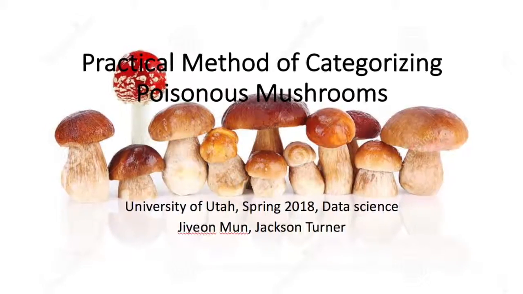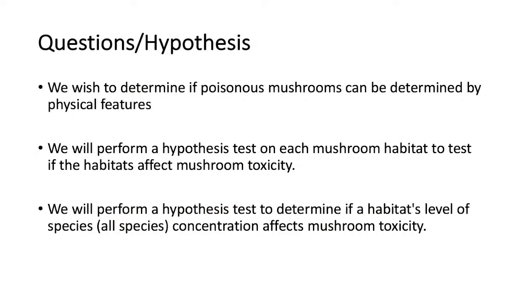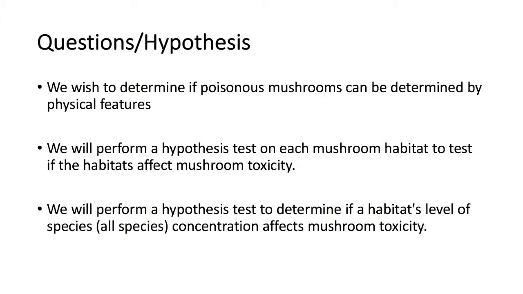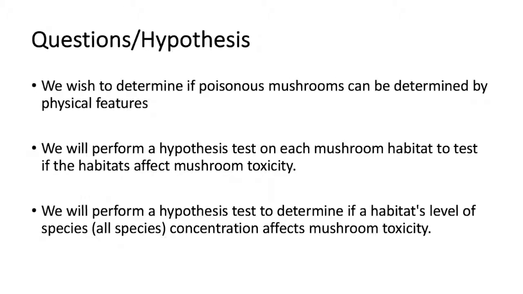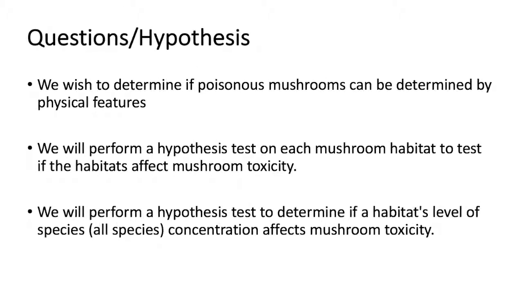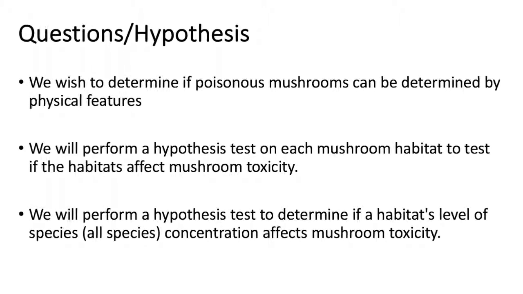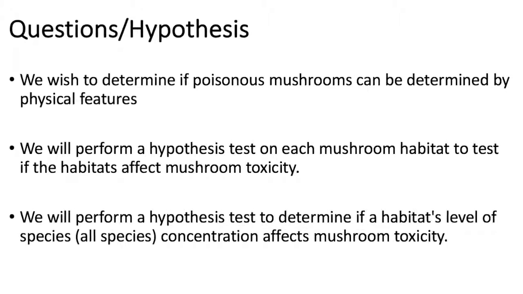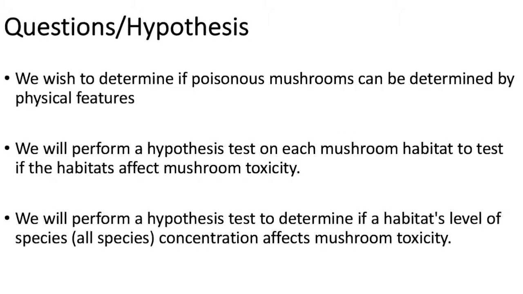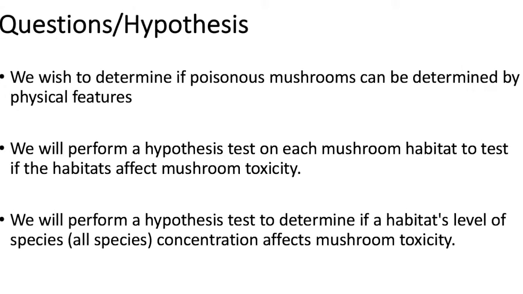Our project is a practical method of categorizing poisonous mushrooms and species diversity. We have three hypotheses we hope to explore. Our first hypothesis is that mushroom features can be used to predict whether or not they're toxic. Our second hypothesis is that a mushroom's habitat affects whether or not the mushroom is toxic. And the third hypothesis is that the level of species diversity affects whether or not a mushroom will be toxic.